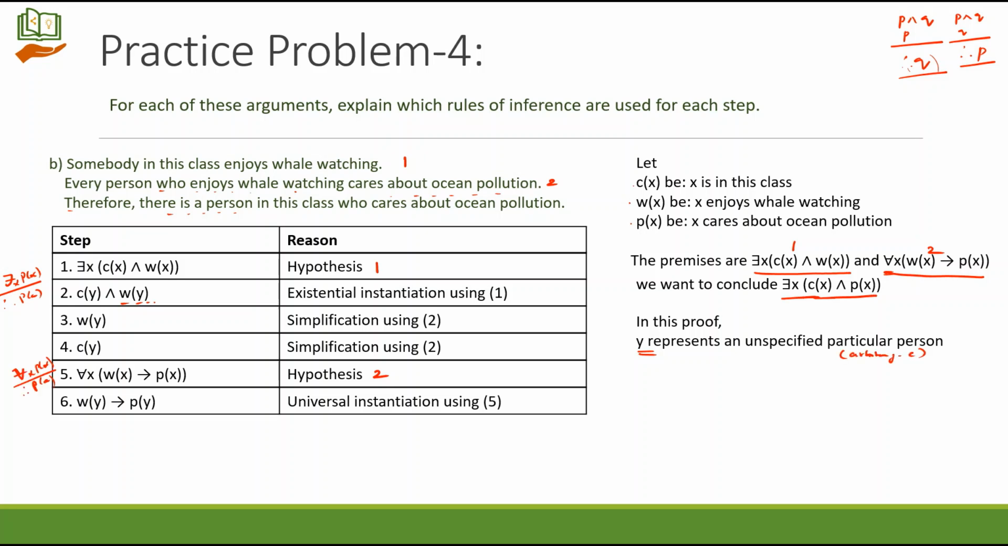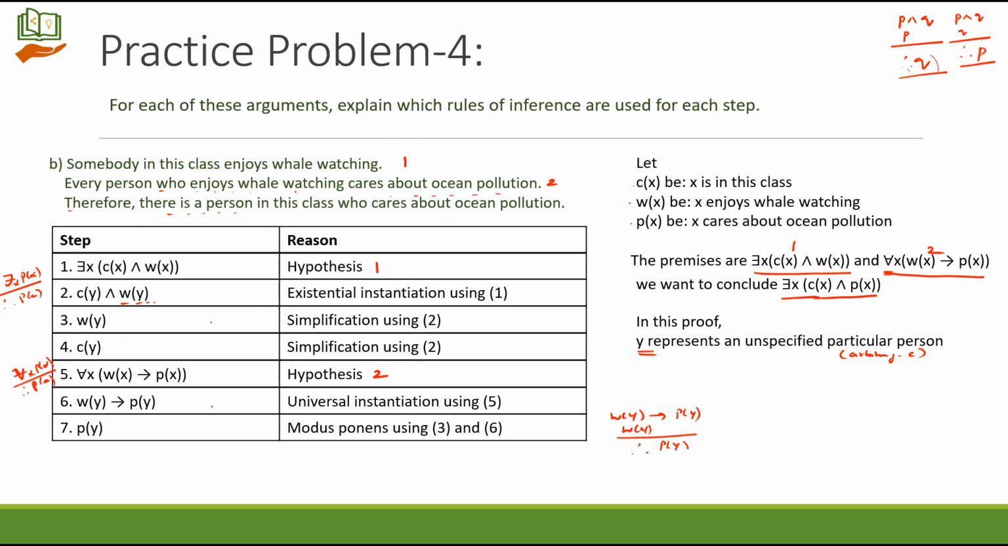We can go with 6 and 3 for Modus Ponens. W of Y implies P of Y. Then we have W of Y, which says the conclusion will be P of Y. So P implies Q, P, therefore Q. In that way we are concluding P of Y. Now just check, we have C of X and P of X in the conclusion. So you have to pick 4 and 7 under the conjunction rule now.